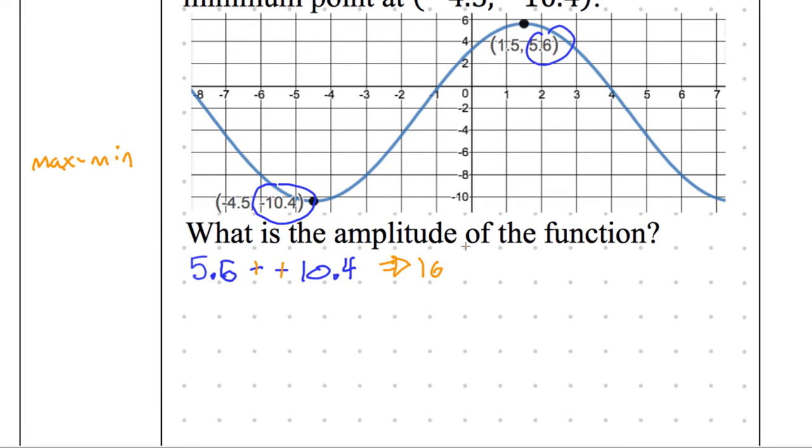So to find amplitude, I just need to take this total height between the 2 points and divide by 2, so the amplitude is going to be 8. And we don't know what our units are, so I'm just going to say units. 8 units, that is our amplitude. That means that the distance from the midline, which I don't know exactly where it was, we could have found it, but the distance between the midline and this minimum, or the distance between the midline and that maximum, was 8 units.